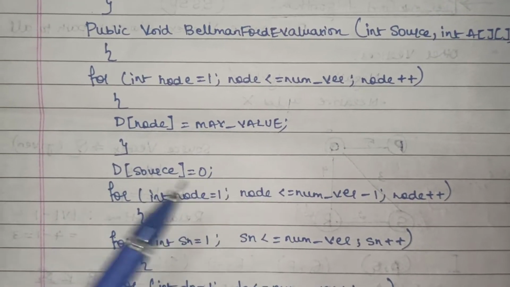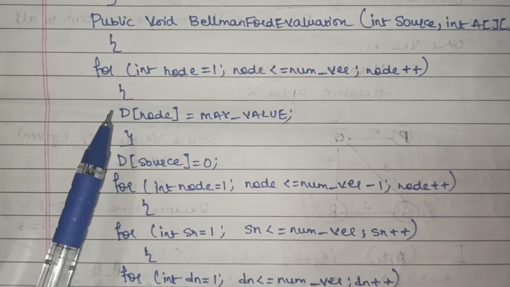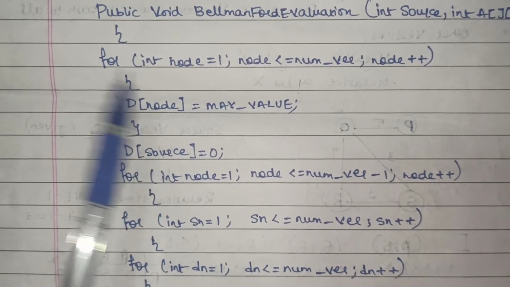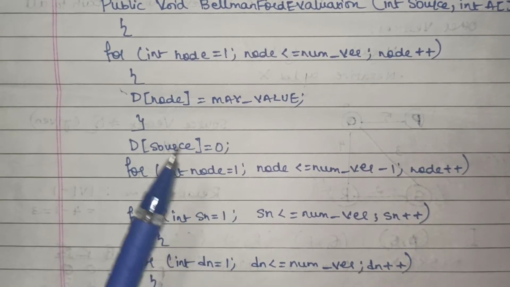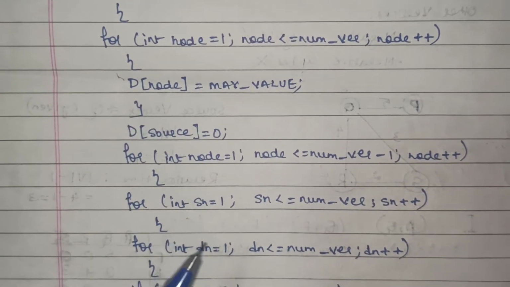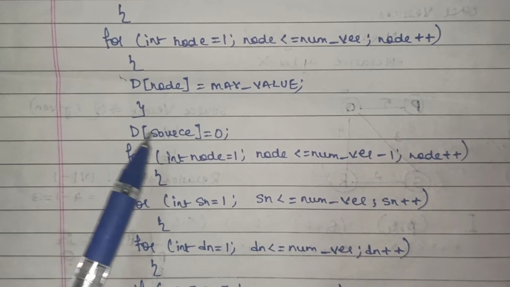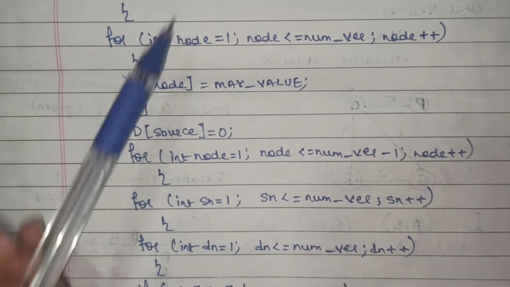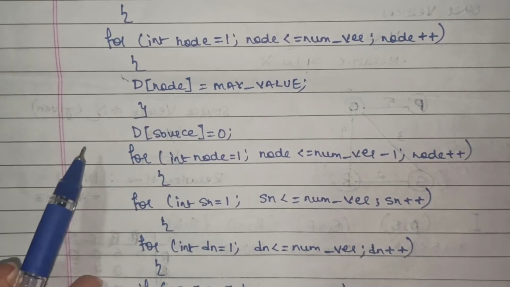number of vertices, and it will assign all the nodes infinity initially, which is what we write at the top of the program. The same thing happens here, but D of source will be assigned 0, as we assign the source value to be 0 and the others to be infinity. The same thing is done in the program also.